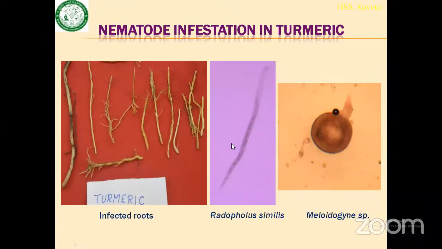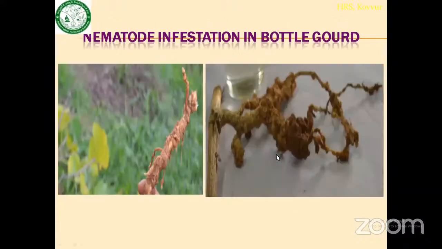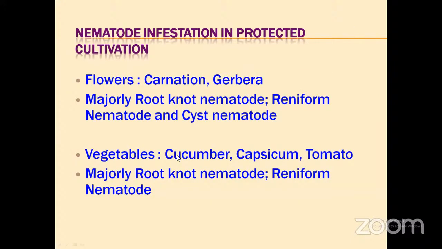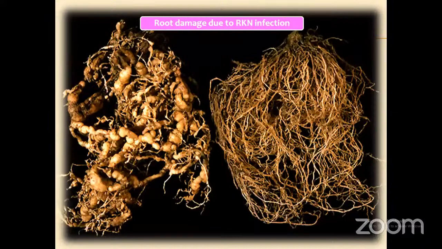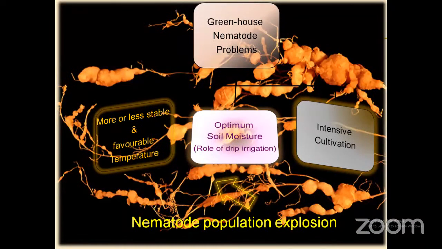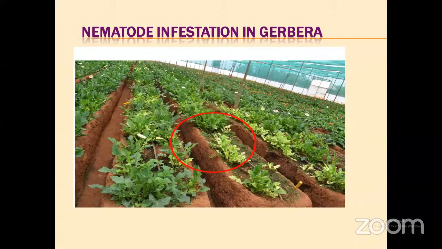And this is the turmeric roots and the bottle gourd. See how totally galls have formed, totally mummified. Coming to the flower crops, gerbera, especially more in protected cultivation, and cucumber.